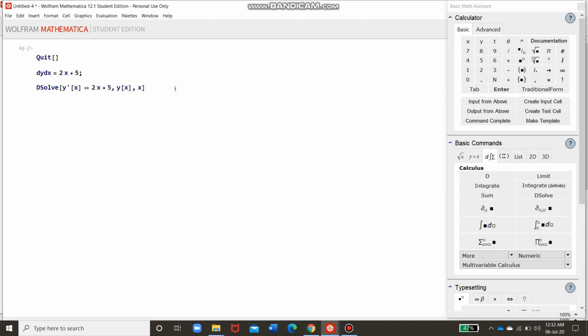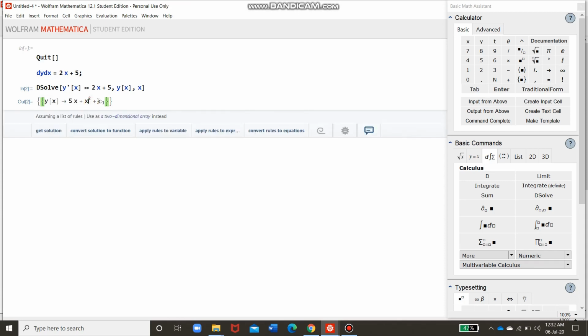This command is pretty easy, and all I have to do is press shift enter, and I get the answer. Your answer is y of x equal to 5x plus x squared plus a constant. Whenever you do an indefinite integral, there is always a constant at the end, unlike definite integrals, where there's no constant. Please do not forget that.